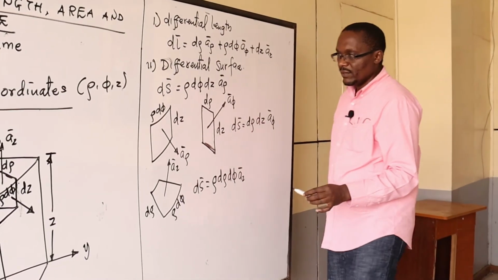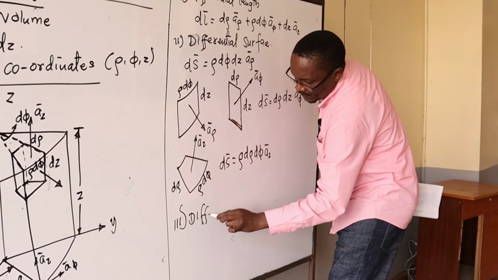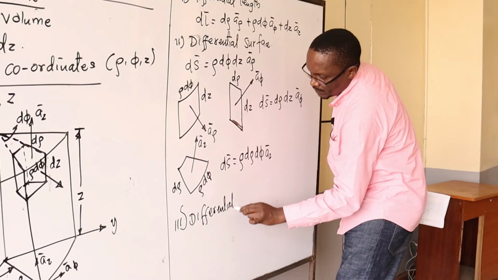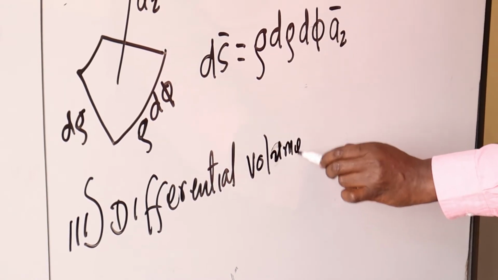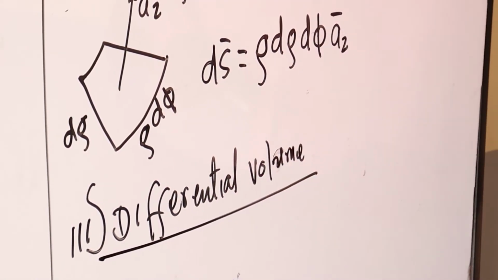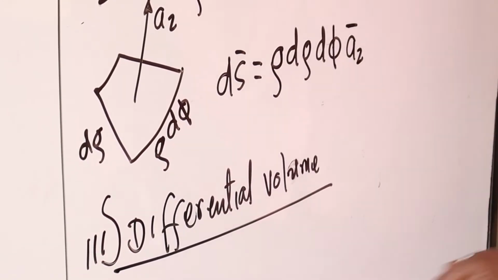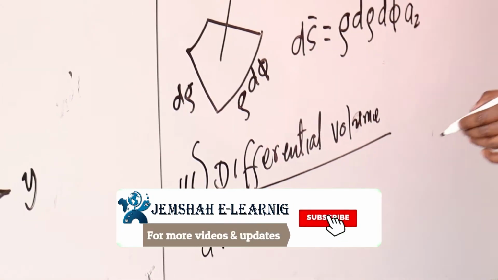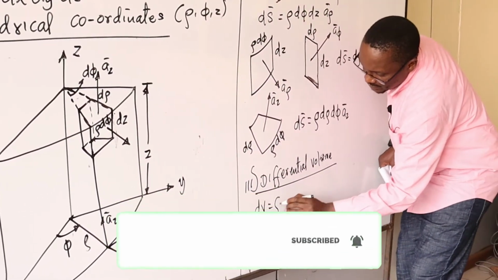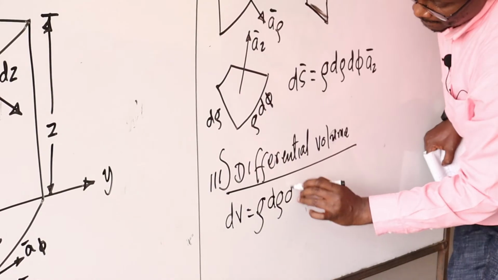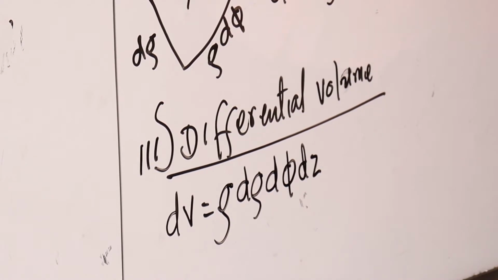Then finally we have our differential volume. And remember, volume is a scalar quantity, so we are only going to multiply all the lengths. When you're trying to find our differential volume, dV, if we multiply all the lengths, we have d rho, we have dz, and we have rho d phi. So if I start with that rho, it will be rho d rho d phi dz as our differential volume.